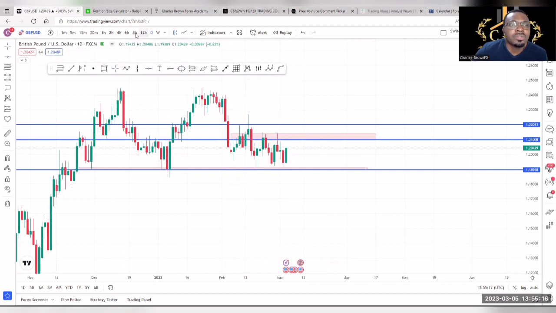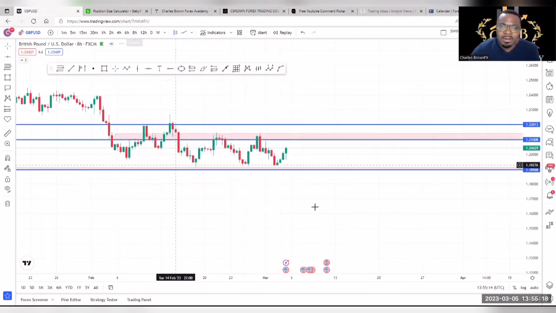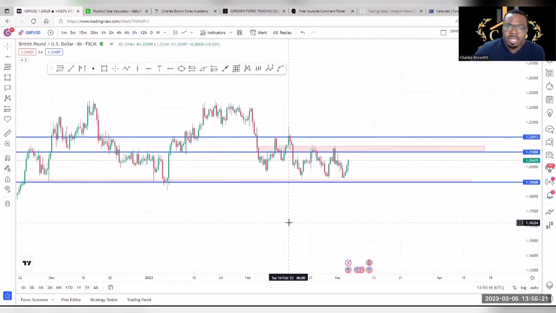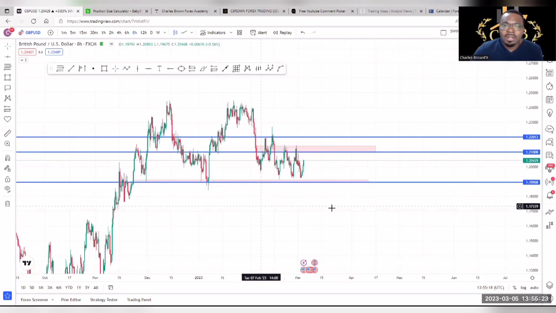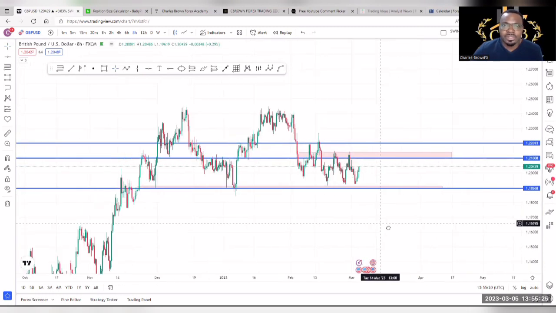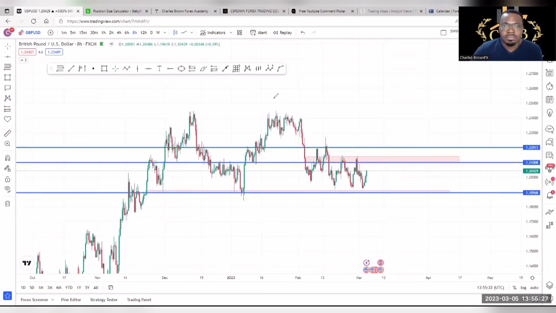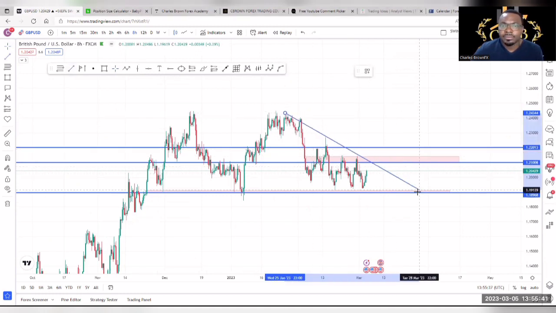Now, let me go to a lower time frame, like the 8-hour time frame, so you see what I'm looking at. On the 8-hour time frame, what you see, obviously, is a structure of lower highs, lower lows, right? But equal lows created with lower highs. So let me just show you. I'll put a trend line here. I'm looking at this right here.